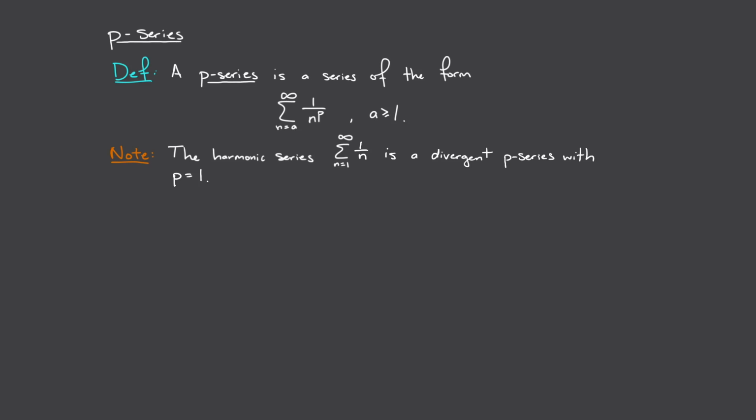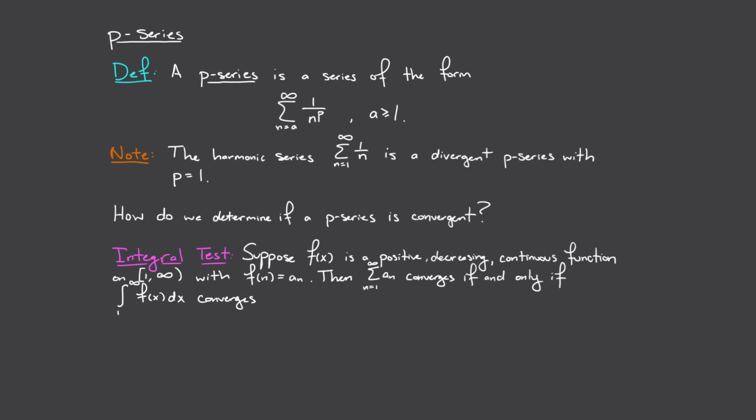So that leads us to the question, how do we determine if a p-series converges? The test that we're going to use to answer this question is called the integral test. The integral test says that if f of x is a positive decreasing continuous function on the interval 1 to infinity, so that f of n is equal to a sub n, then the series, sum from n equals 1 to infinity of a sub n converges if and only if the integral from 1 to infinity of f of x also converges.